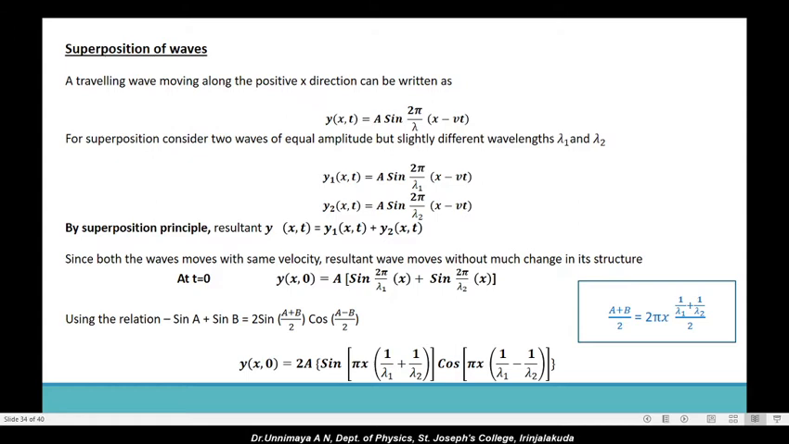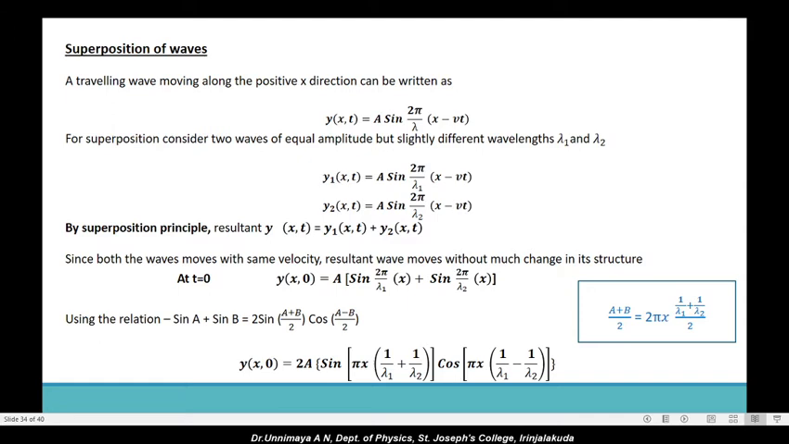We superimpose these two travelling waves. We can represent them as y1(x, t) = A sin(2π/λ1)(x − vt) and y2(x, t) = A sin(2π/λ2)(x − vt). Now we superimpose y1 and y2, so the resultant displacement will be y(x, t) = y1(x, t) + y2(x, t).